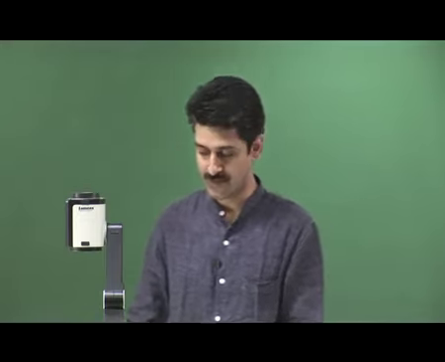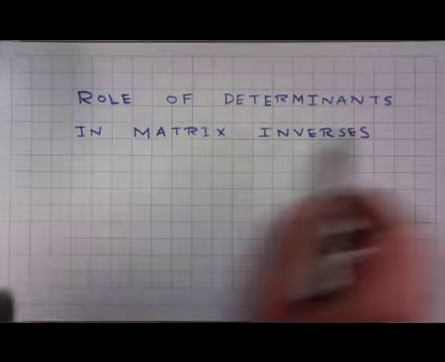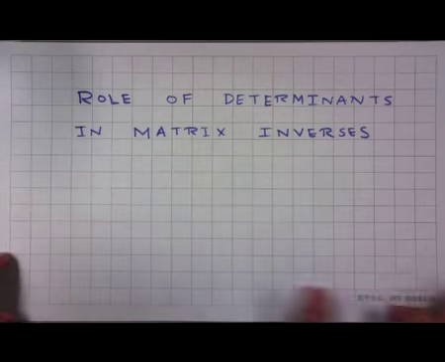So, previously we have seen how to define a determinant, how to compute a determinant, then we saw how we can look at different determinant properties which help in its evaluation, and here we are going to look at an application of the determinants in computing the matrix inverses. So, we are going to look at the role of determinants in matrix inverses.